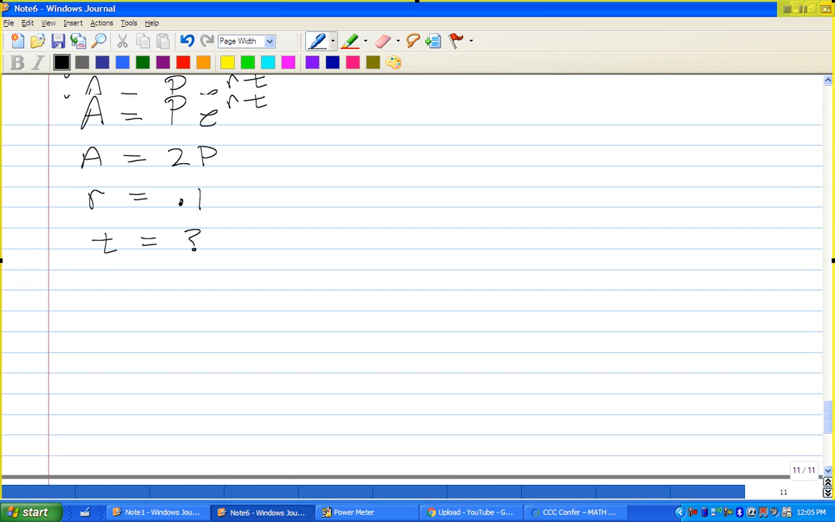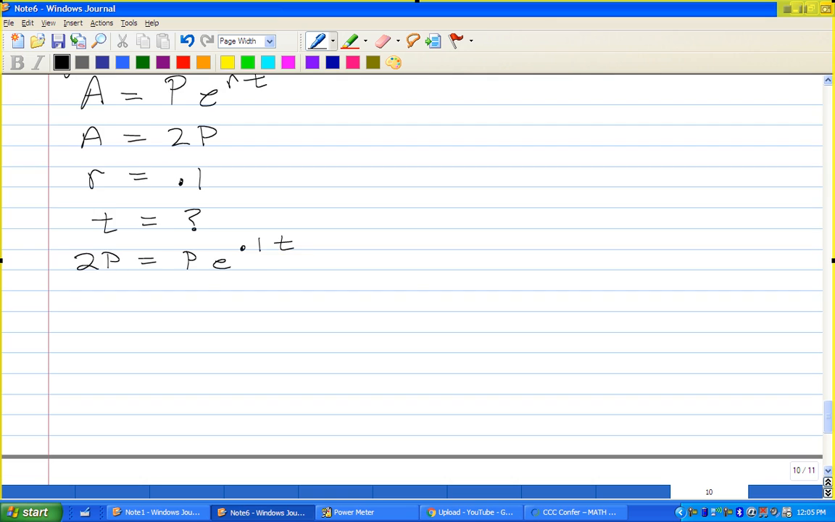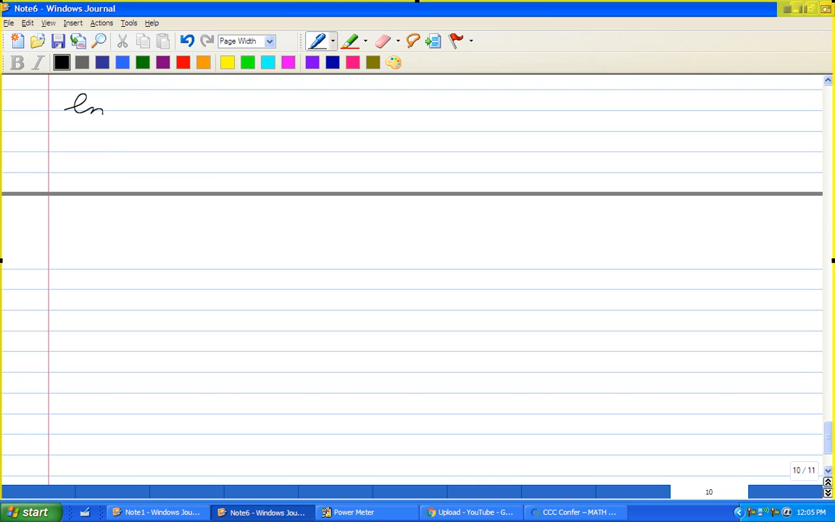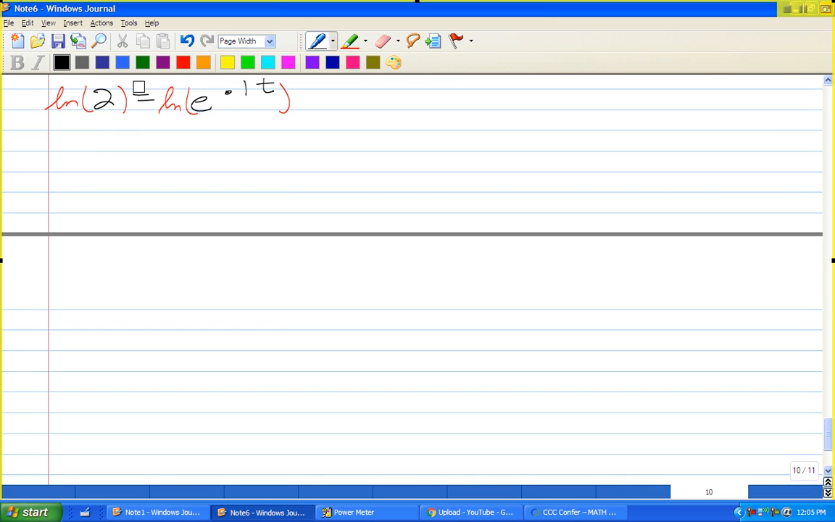Okay, so I have A equals P e to the rt. Divide both sides of your equation by P. So 2 equals e to the 0.1t. Take ln of both sides of your equation. So ln 2 is equal to ln e to the 0.1t, and the exponent of e is just the exponent, 0.1t. Divide both sides of my equation by 0.1. And so t equals ln 2 over 0.1.